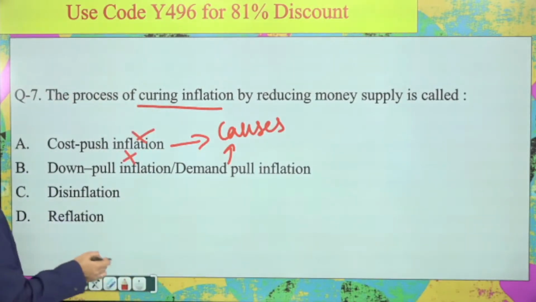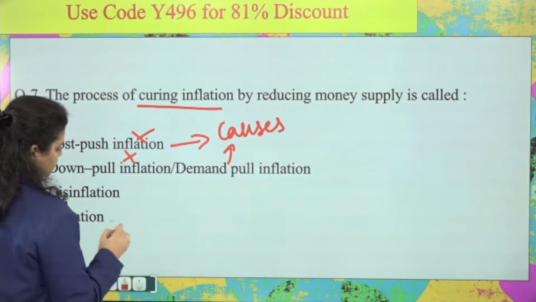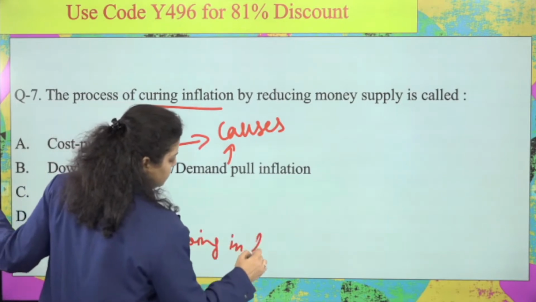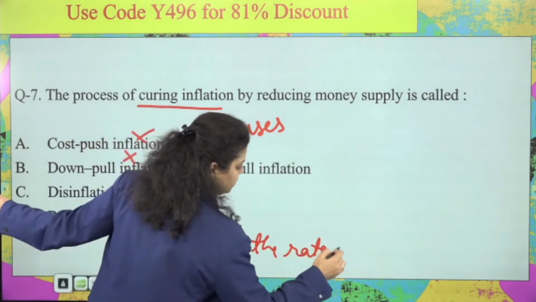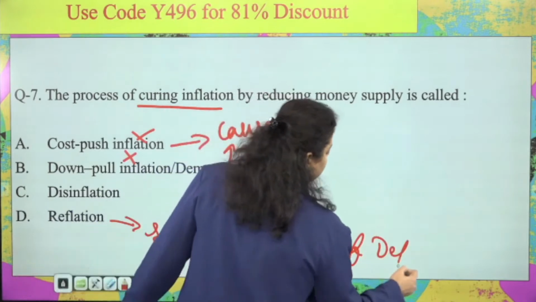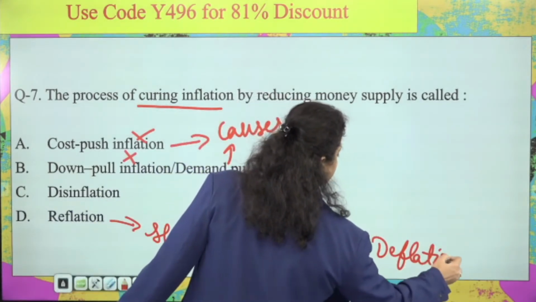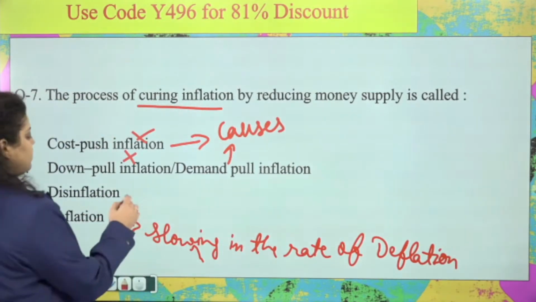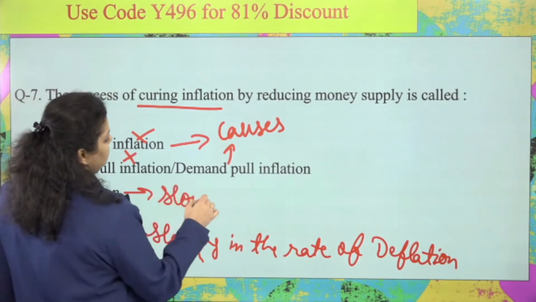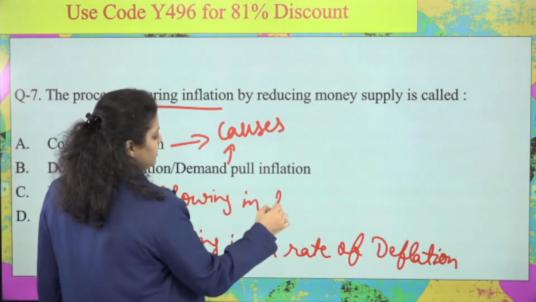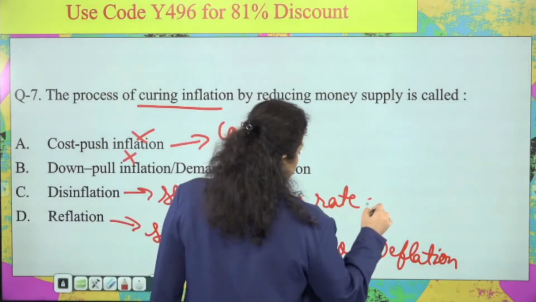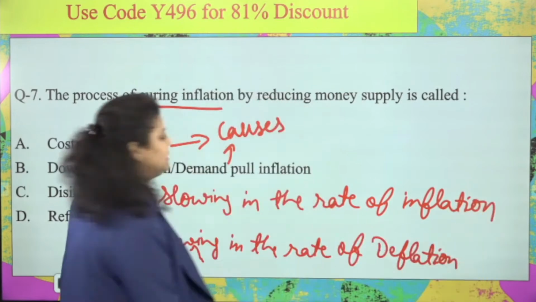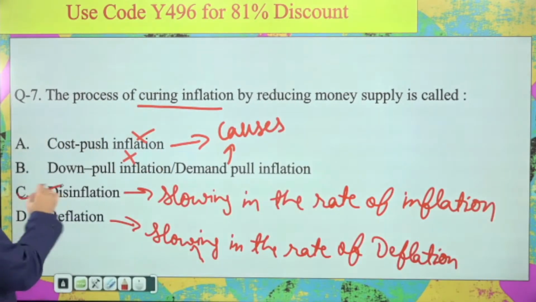So what is reflation? Reflation simply means slowing in the rate of deflation. When the government of India is trying to reduce deflation in the country, that will be known as reflation. Now, what is disinflation? Disinflation means slowing in the rate of inflation. So when we are trying to reduce the inflation rate, that will be known as disinflation. So the right answer will be option C.